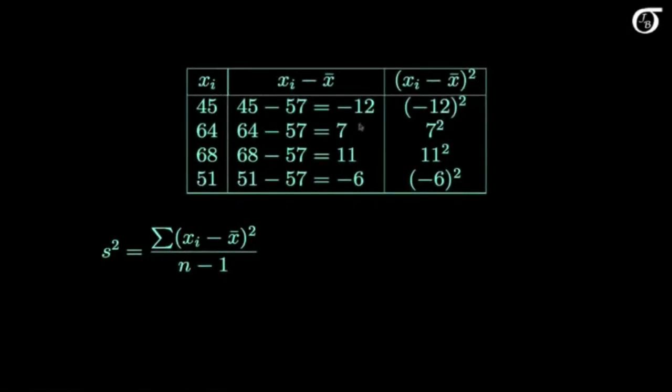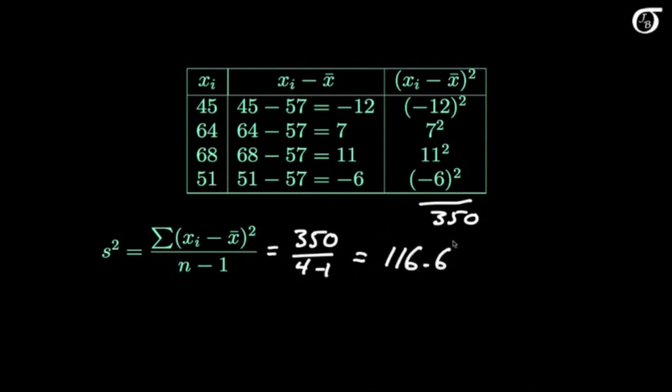Here are the deviations once again, and the squared deviations. The variance formula tells us to square the deviations, sum them, and divide by n minus 1. Here, if we add these squared deviations, we see that they sum to 350. And so the variance is equal to 350 over 4 minus 1. And that works out to 116.6 repeating.